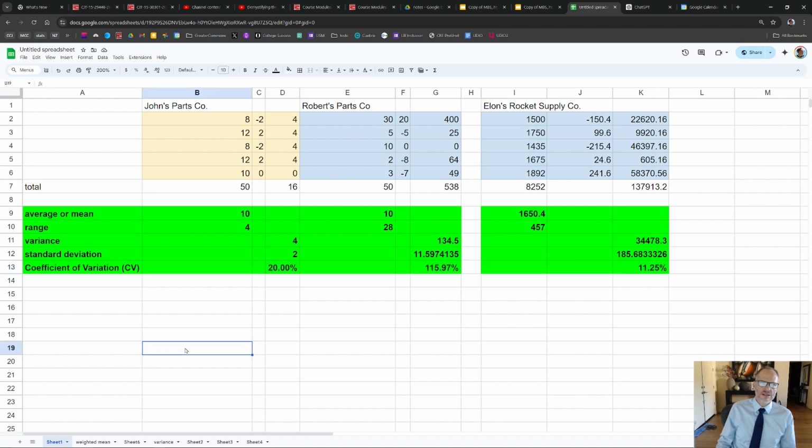So that's thinking about the measure of central tendency, like the average, and also the measures of dispersion or variability, like range, variance, standard deviation, and coefficient of variation. Hopefully that gives you some great insight into how these different measures work.